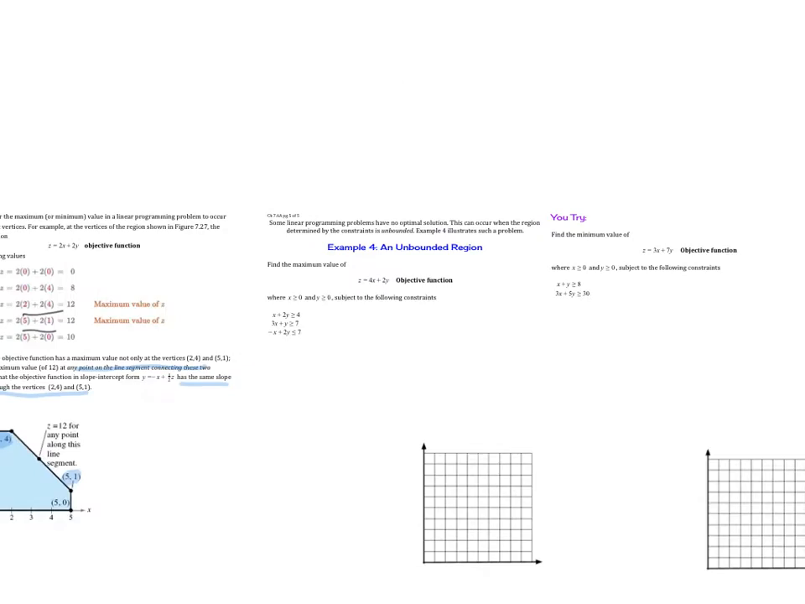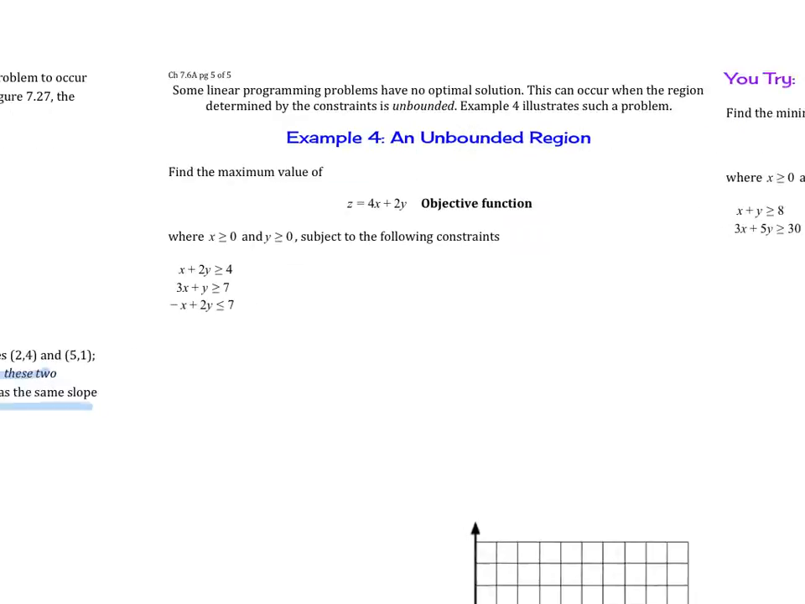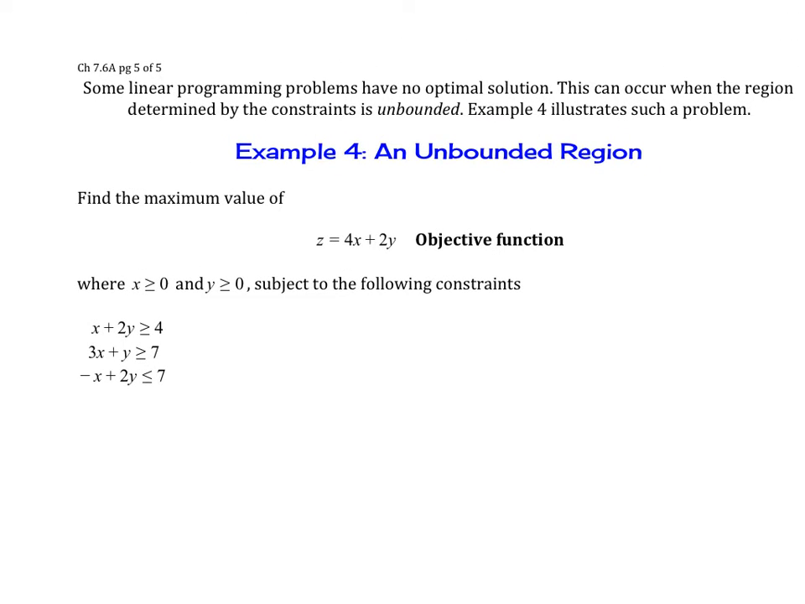The last thing we're going to do is look at an unbounded region. So we'll do an example of an unbounded region and what that looks like. Some linear programming problems have no optimal solution. This can occur when the region determined by the constraints is unbounded. So here is an example of that.